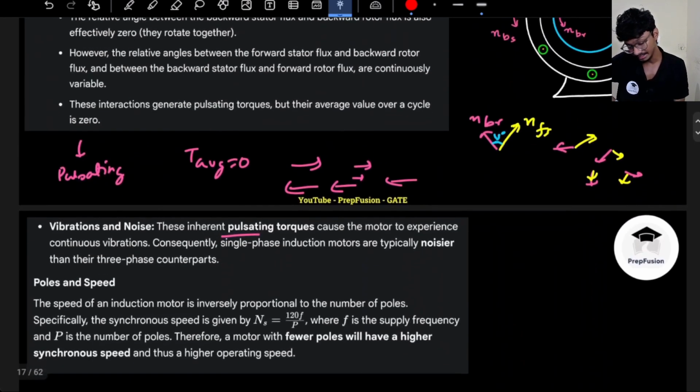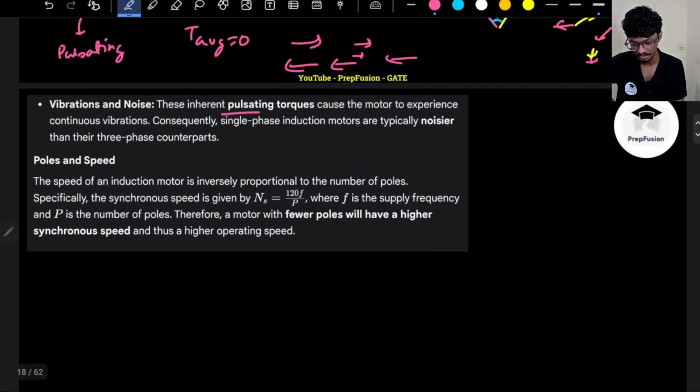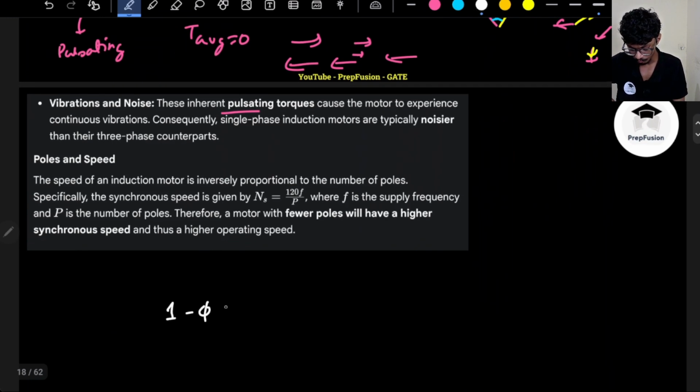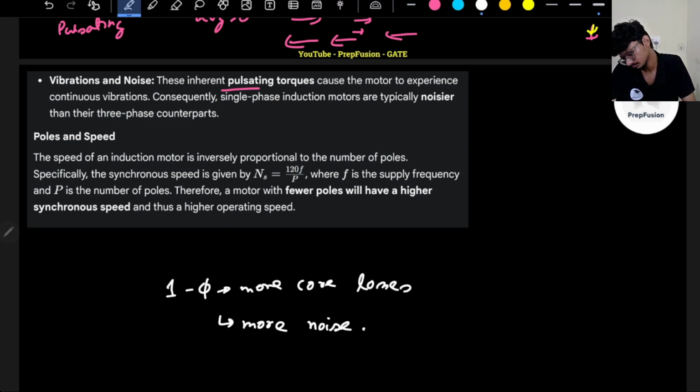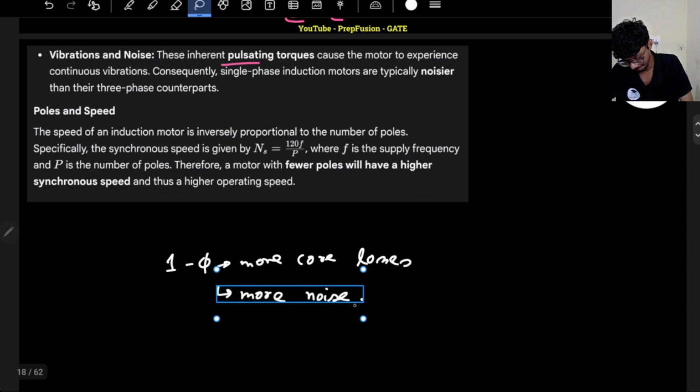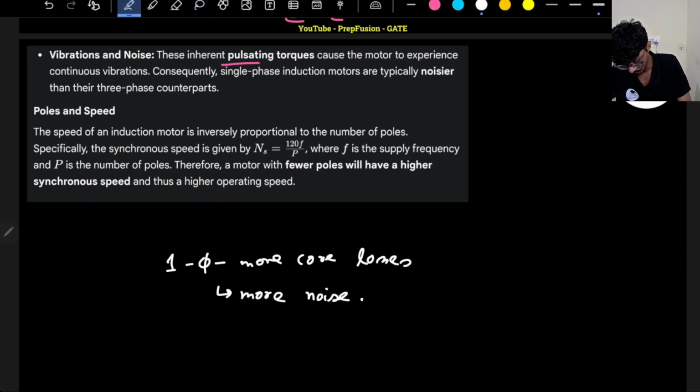So why will it be more noisy? The conclusion is that a single phase motor will have more noise, more core losses, because copper loss will be lower as the current is lower in a single phase, and it will have more noise. Okay, so that is the case here. I hope you have understood this point.